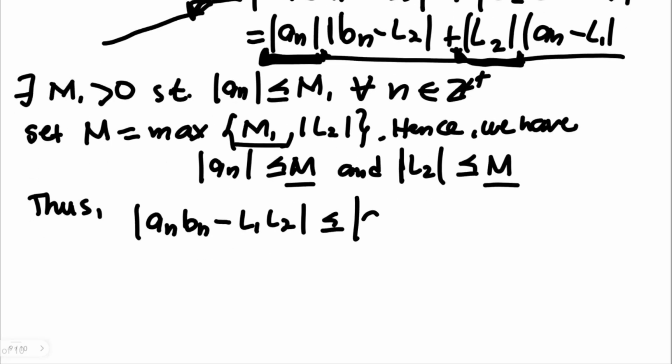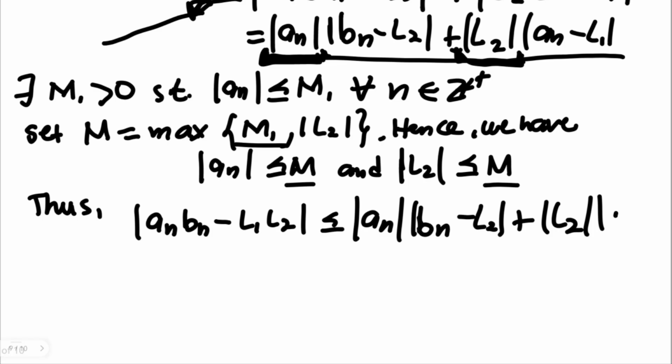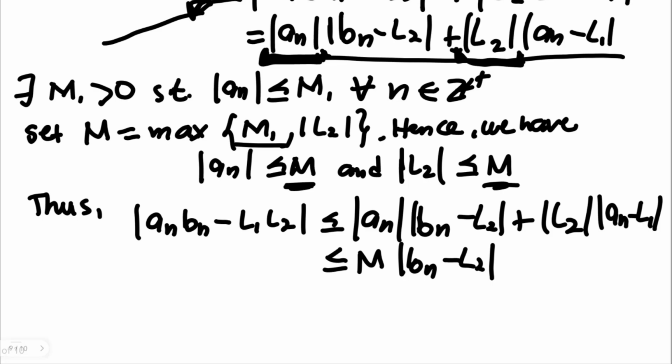The absolute value of a sub n times b sub n minus L sub 2 plus L sub 2, and a sub n minus L sub 1. According to the triangle inequality, this is still less than or equal to m. Now substituting this to our absolute value of a sub n and L sub 2, b sub n minus L sub 2 plus another m times a sub n minus L sub 1. Why are we doing this? So that we can now proceed to setting the appropriate expression for epsilon.